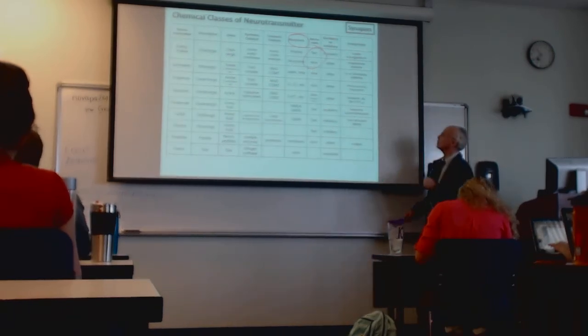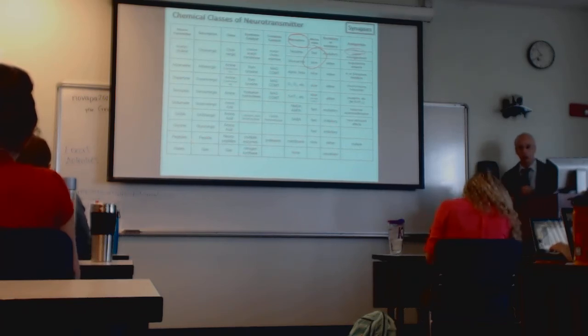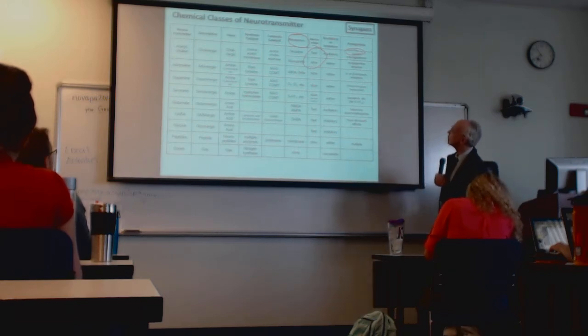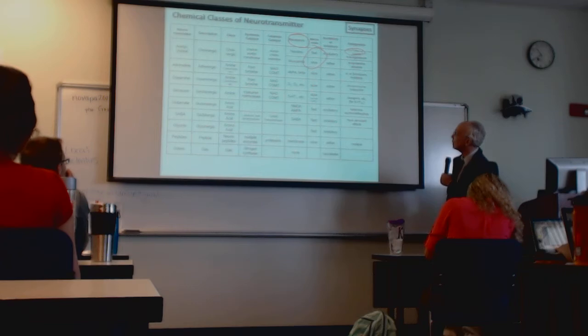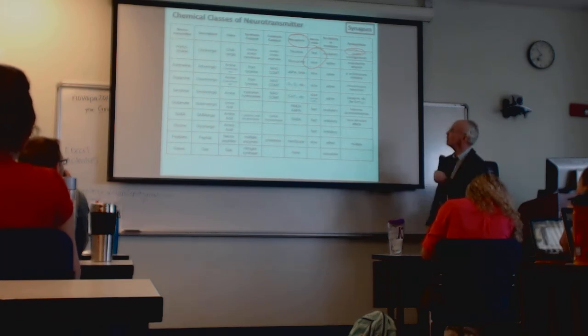All right, so here we have a column called antagonists, and a few of these you should know. You can see, for example, for nicotinic receptors, curare is an antagonist. So curare would effectively block nicotinic neurotransmission. For the muscarinic, scopolamine and atropine are both antagonists. You should know both of those because that's going to come up later in your clinical. We'll talk a little bit more about it.